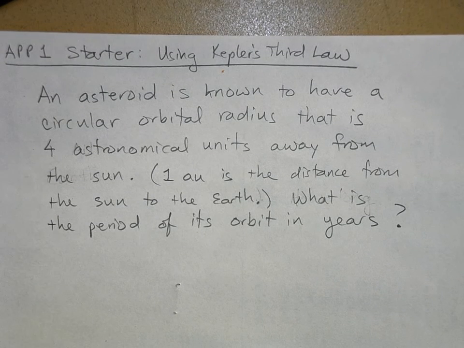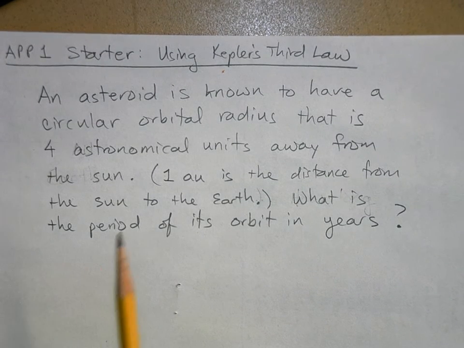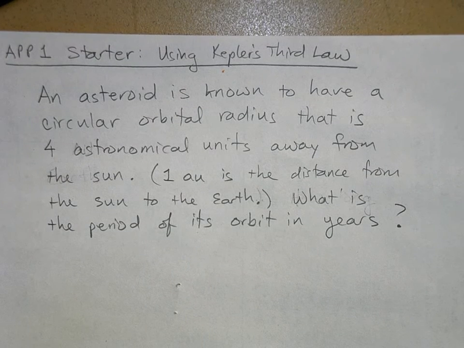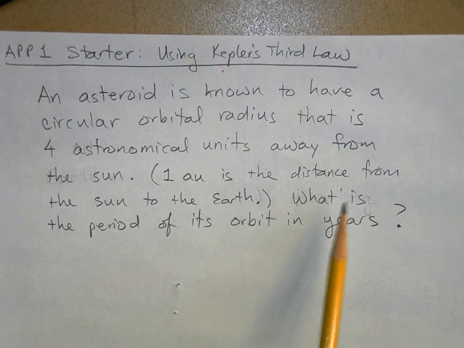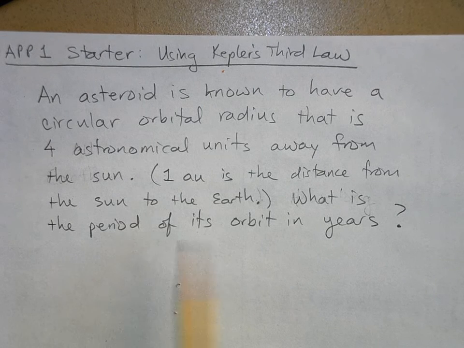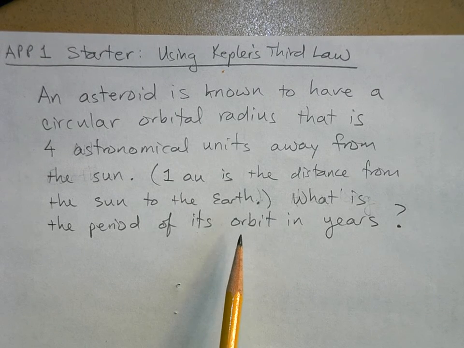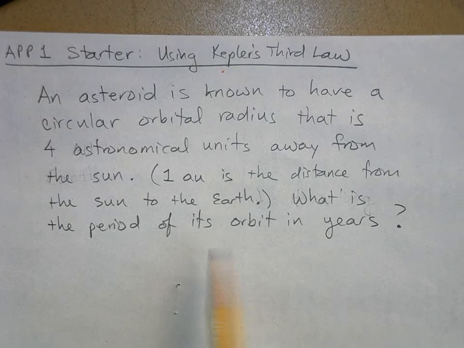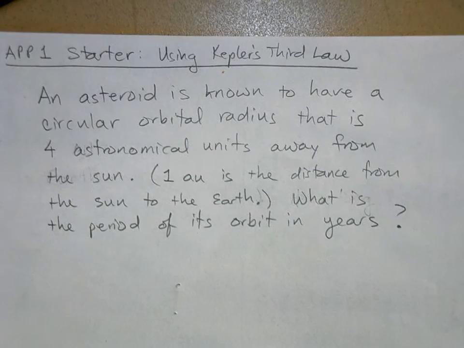Okay, today's starter is this. We have an asteroid, and it's known to have a circular orbital radius that is 4 astronomical units away from the sun. And 1 astronomical unit is the average distance from the sun to the Earth. So that's like 93 million miles or something. So what is the period of its orbit in years?